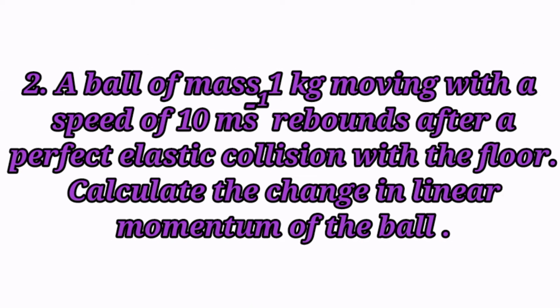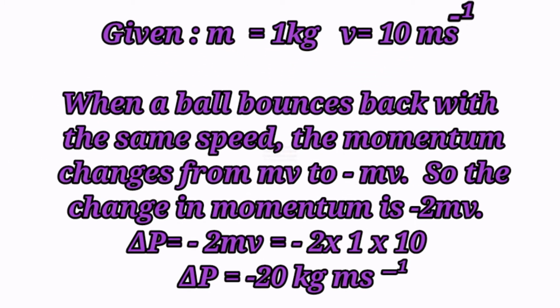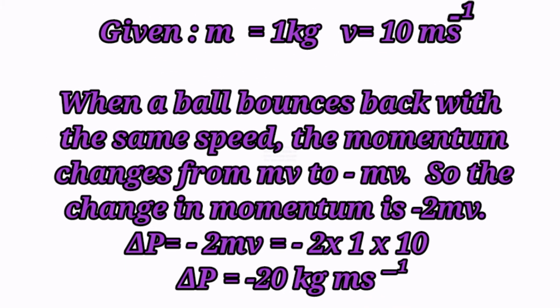Second question. A ball of mass 1 kilogram moving with a speed of 10 meter second power minus 1 rebounds after a perfectly elastic collision with the floor. Calculate the change in linear momentum of the ball. Solution. Mass is equal to 1 kilogram. u is equal to 10 meter second power minus 1. v is equal to 10 meter second power minus 1. Initial momentum is equal to m into u.